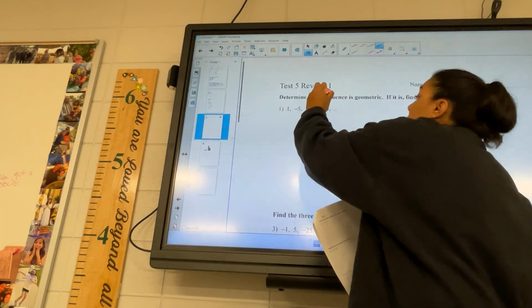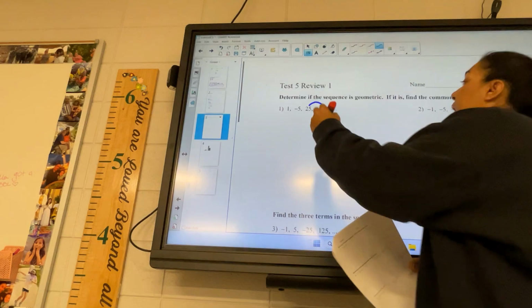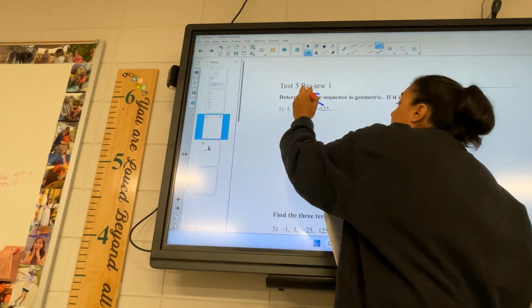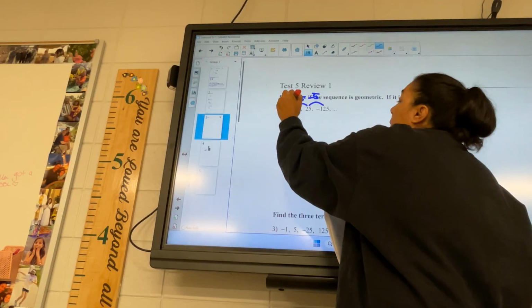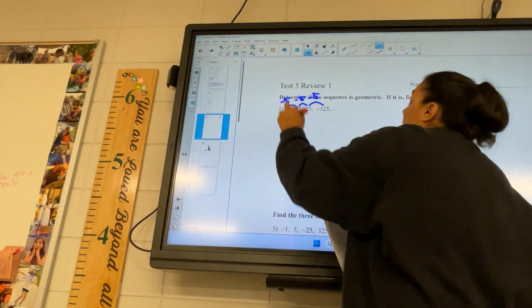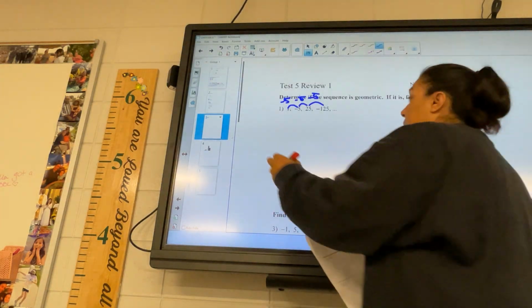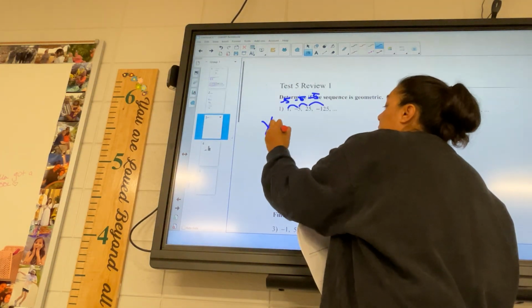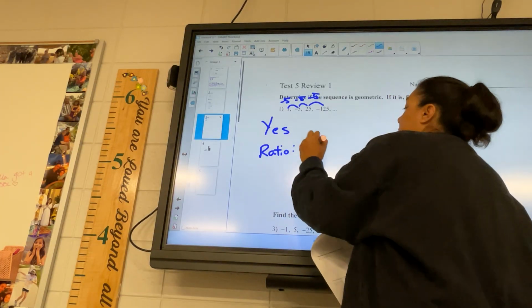So negative 125 divided by 25. What is that? Negative 5. 25 divided by negative 5. Negative 5. And negative 5 divided by 1 is negative 5. Okay, because those are all three the same, is this geometric? Yes. What is the common ratio? Yeah. So the ratio is negative 5.